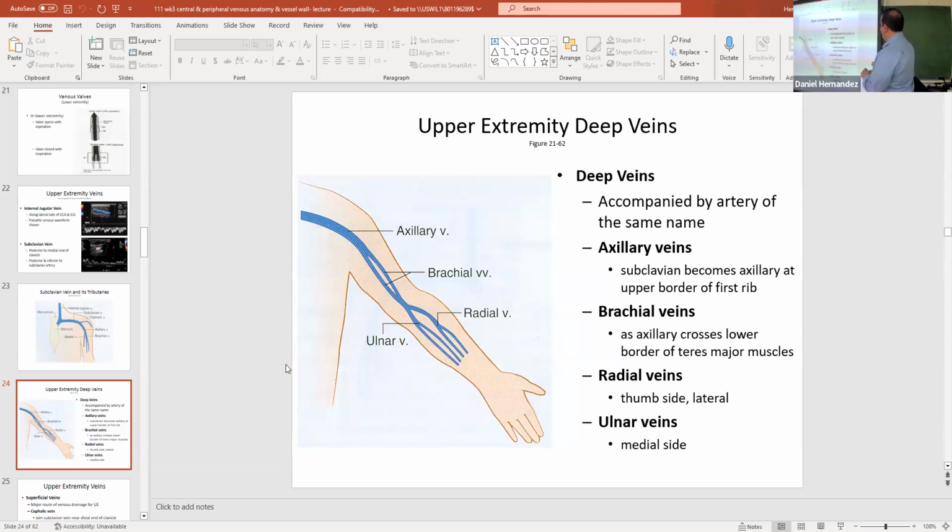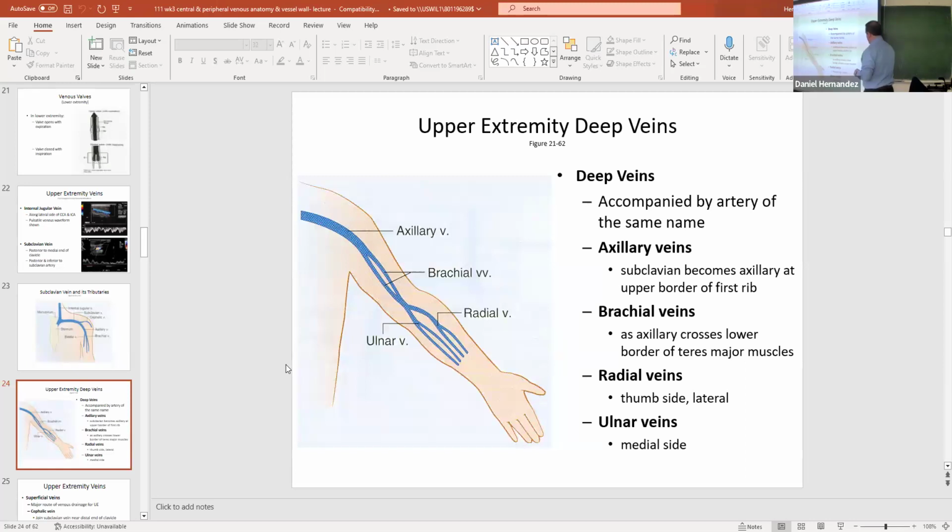Then we said deep veins for the upper extremities. They're always going to be accompanied by the artery of the same name. So continuing down the arm, we have the axillary vein. The axillary becomes the subclavian at the upper border of that first rib. So this is draining in the axilla. Once we get to the upper border of that first rib, the axillary vein becomes subclavian vein. So it's basically just changing name.